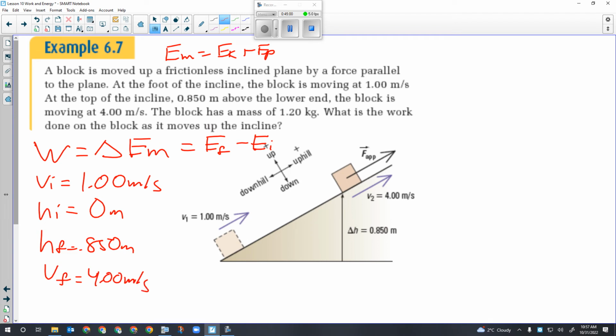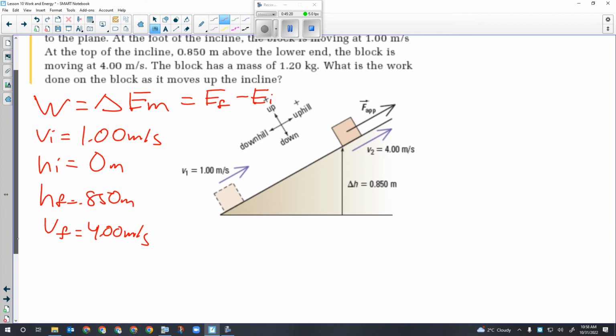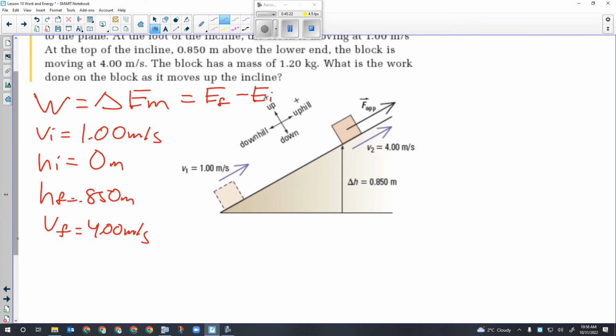Is work being done here? Definitely. Not only is the object going to be higher, indicating a change in potential energy, it's also being accelerated up the ramp. It's moving faster at the top than it is at the bottom. So lots of work is being done. If I want to calculate the work, and I'm going to use work energy theorem, what I have to do is keep expanding this formula out.